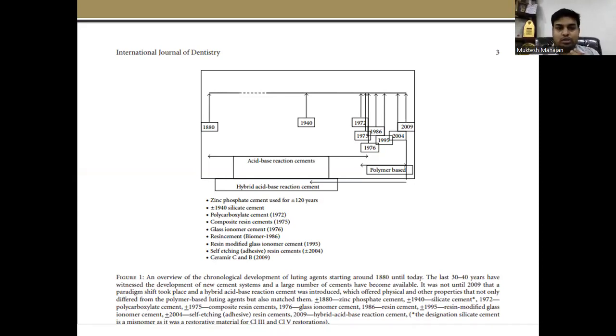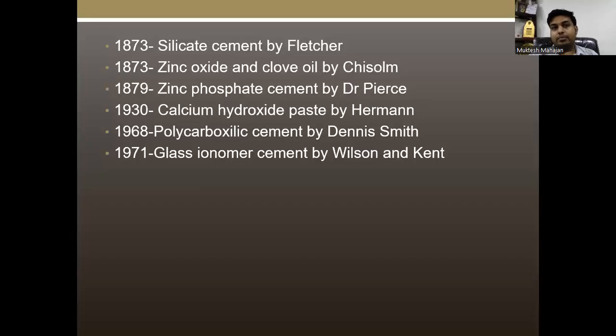We are going to study all these topics: the zinc phosphate cement, the silicate cement, polycarboxylate, composite resin, glass ionomer cements, resin modified glass ionomer cements, ceramir, and the self etching. These are in chronological order of how the luting cement evolved.